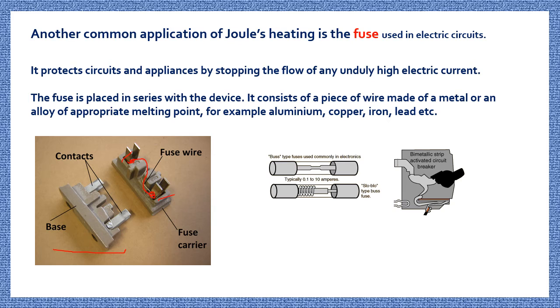So the fuse protects electric circuits and appliances by stopping the flow of any unduly high electric current. The fuse is placed in series with the device and it connects a piece of wire made of metal or an alloy. Usually fuse is made up of alloy only, and the very important point of alloy is its low melting point. Here that is another diagram of fuse.